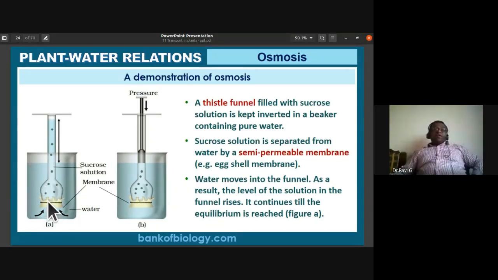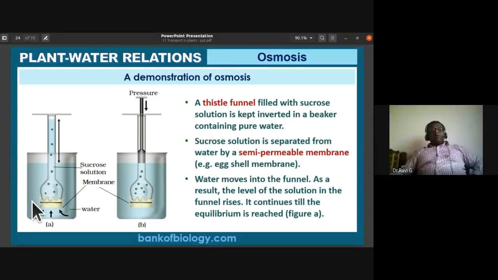So there is the entry of water from the beaker into the Thistle funnel due to osmosis. And here there are no living tissues involved. All of them are dead. Even this membrane is not living. So it is just semi-permeable and it is dead tissue.